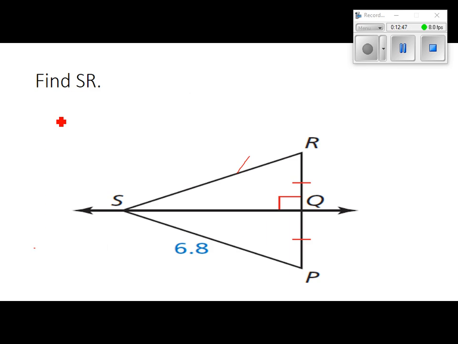It says find segment SR. First of all, is this a perpendicular bisector? It bisects it, and it's perpendicular to it. So what do we know about the distance from S to R and the distance S to P? 6.8. So the answer there is 6.8.